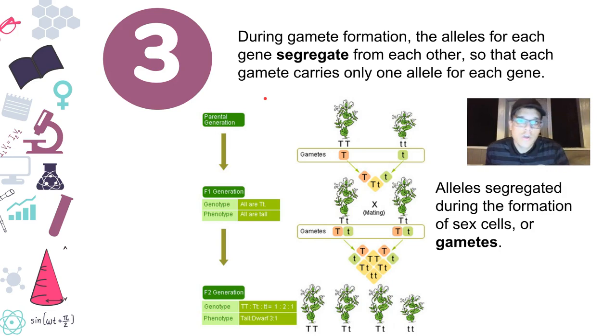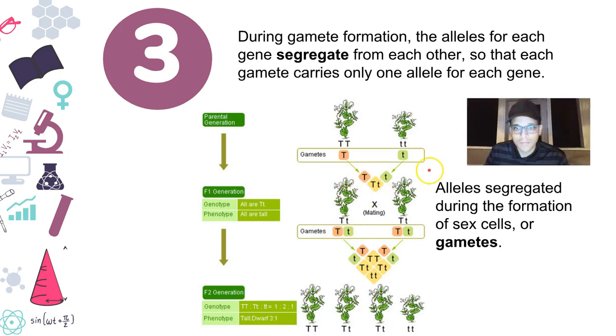Mendel's last postulate is that during gamete formation, the alleles for each gene segregate from each other so that each gamete only carries one allele for each gene. So what does this mean? This means that each parent only donates one allele. This parent has two alleles, two capital T's, and this parent has two little t's. It only gives out one of these t's. So what you notice is that one little t and one big T combine to show the big T and little t, and what you get out of that is a tall plant because the big T is dominant over the little t.